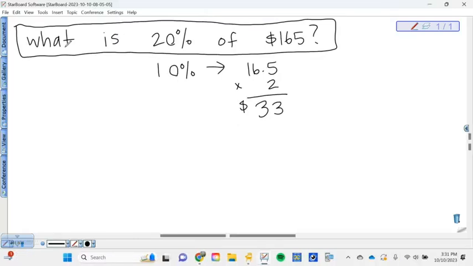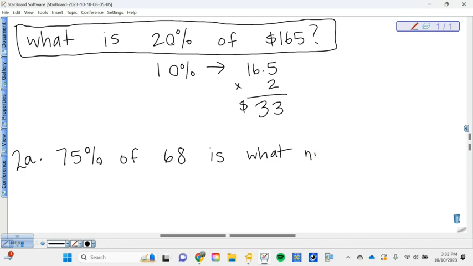If you can see the similarity between this question here and 2A. You can see that? Can you read me what 2A says? 122. Perfect. 75%. Wait, what did I say? Okay, very good. So they give me a percent, and I need to find that percent of a total amount, right? I'm going to show you.